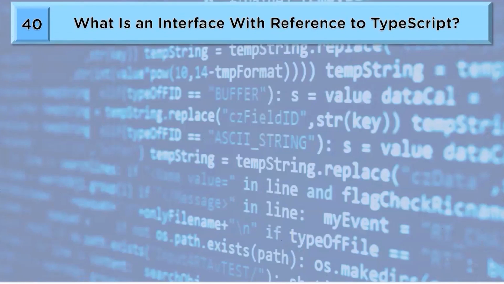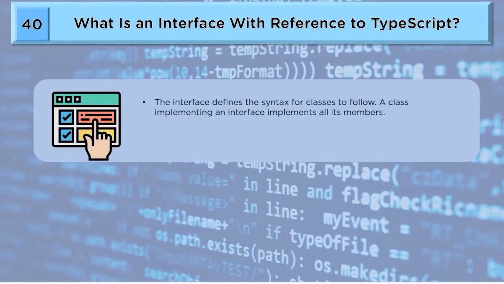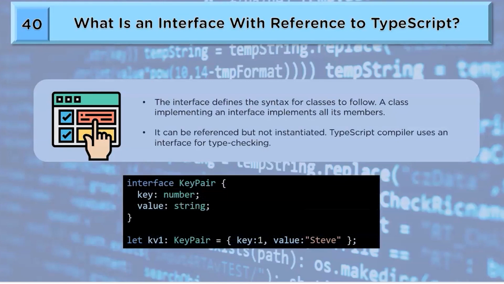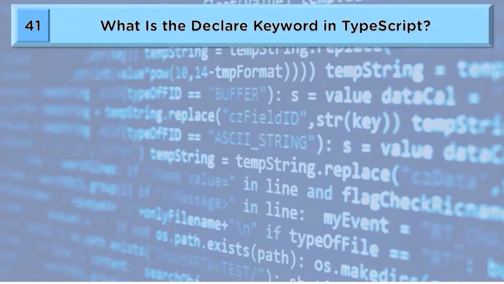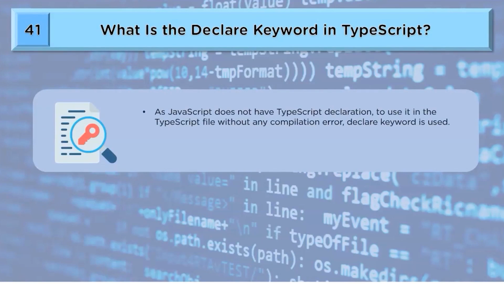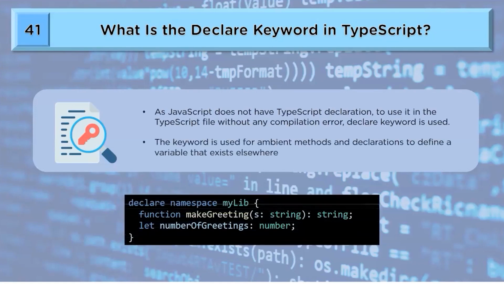What is an interface with reference to TypeScript? The interface defines the syntax for classes to follow. A class implementing an interface implements all its members. It can be referenced but not instantiated. The TypeScript compiler uses an interface for type checking. What is a declare keyword in TypeScript? As JavaScript does not have TypeScript declarations, to use it in a TypeScript file without any compilation error, the declare keyword is used. The keyword is used for ambient methods and declarations to define a variable that exists elsewhere.